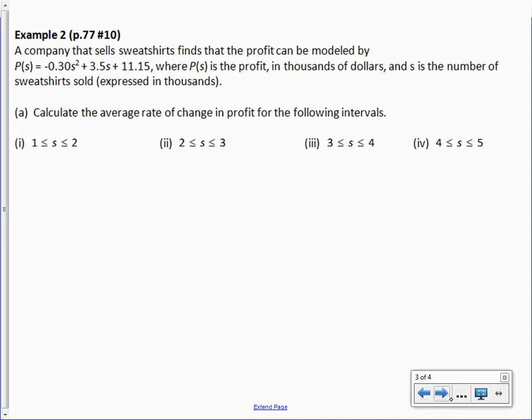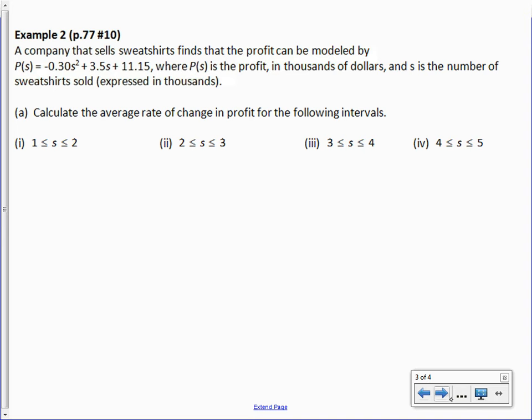And then last example. So a company that sells sweatshirts finds the profit can be modeled by P at S equals negative 0.30 S squared plus 3.5 S plus 11.15, where P at S is the profit in thousands of dollars and S is the number of sweatshirts sold expressed in thousands. Calculate the average rate of change in profit for the following intervals.